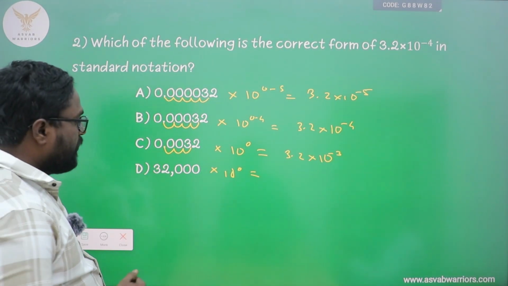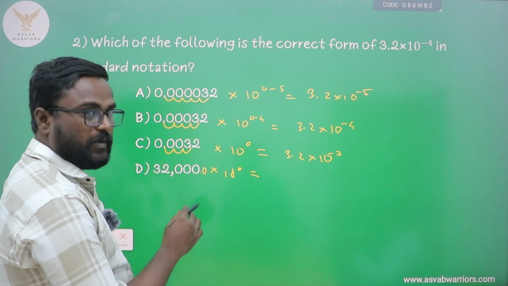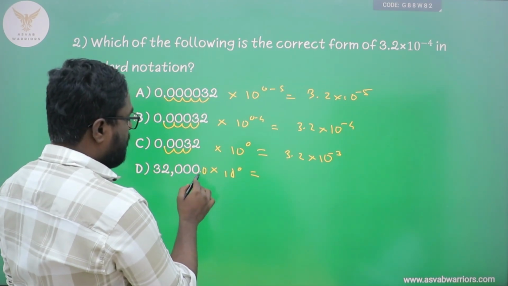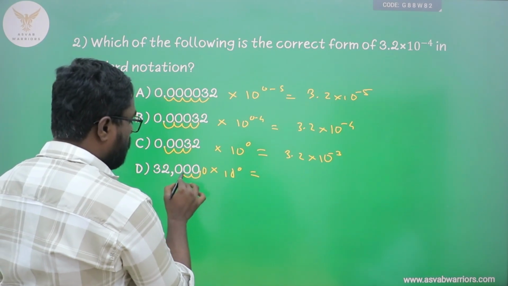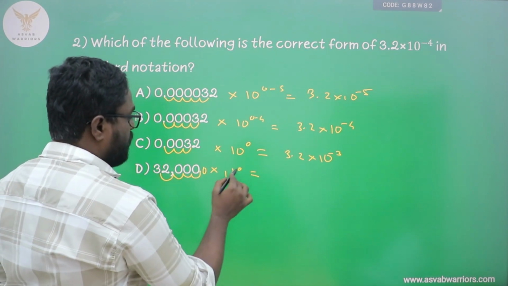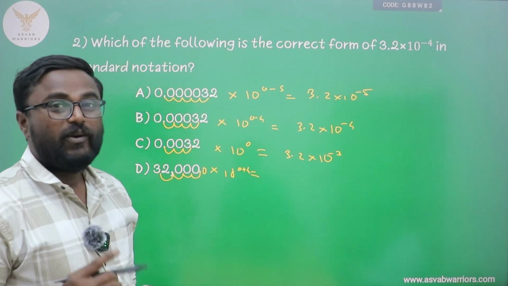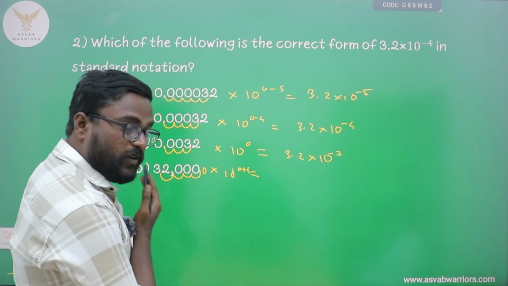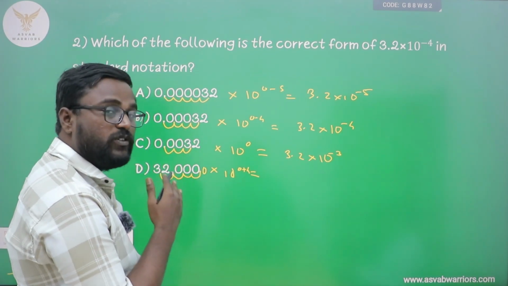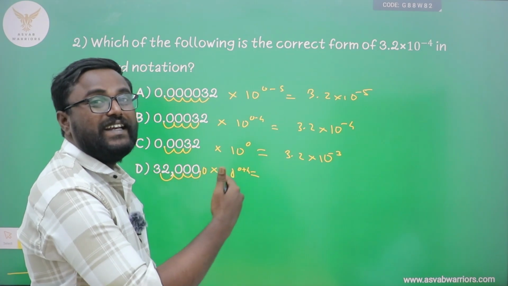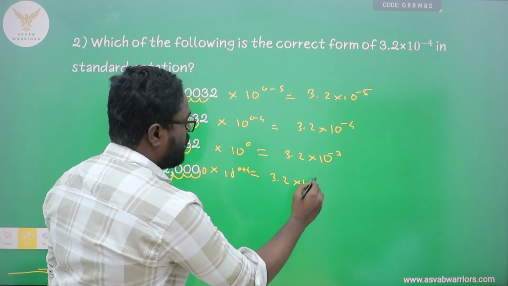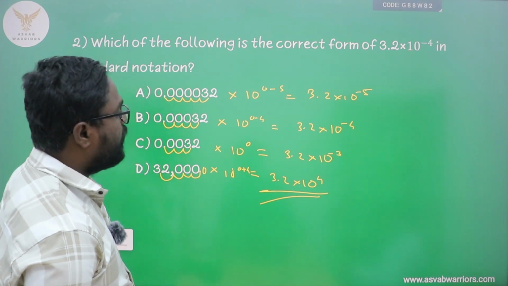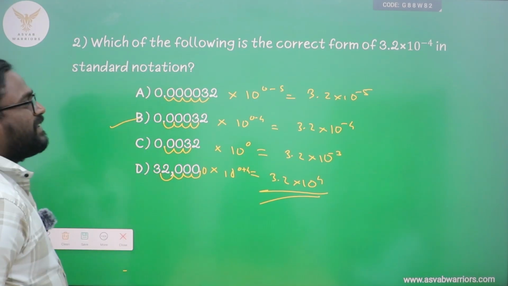The decimal was here. There is no decimal, which means I'll just put it over here. So let's say I will have to move the decimal towards the left-hand side now. So 1, 2, 3, 4. So it will be plus 4. Why? Because if you move the decimal towards the left, you increase the number. If you move the decimal towards the right, you decrease or reduce the number. So what will it become? 3.2 times 10 to the power 4. So here option B is correct.